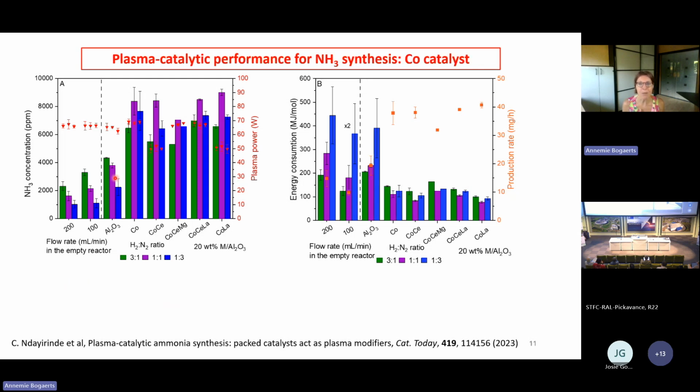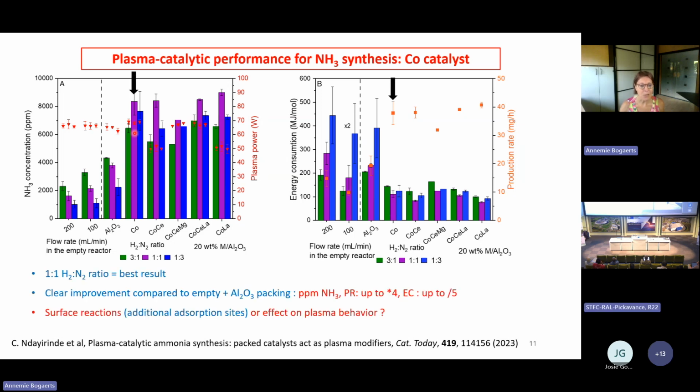But we see a major improvement if we add cobalt catalysts. When I'm looking at these bars here, let's first focus on the first part, which is just the cobalt catalyst. Now we see that the 1:1 ratio is the best. We see a clear improvement, both in the concentration, so the ppms of ammonia, and also in the energy consumption, which is much lower, and the production rate is much higher. So up to a factor 4 higher, and the energy cost up to a factor 5 lower. And the question is: is this due to catalytic surface reactions, or is this because there is an effect of the catalyst on the plasma behavior?